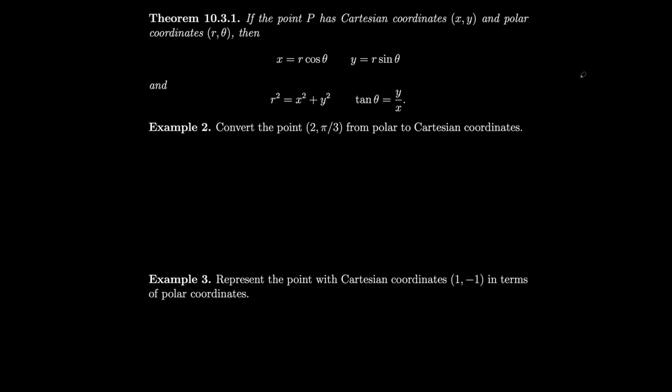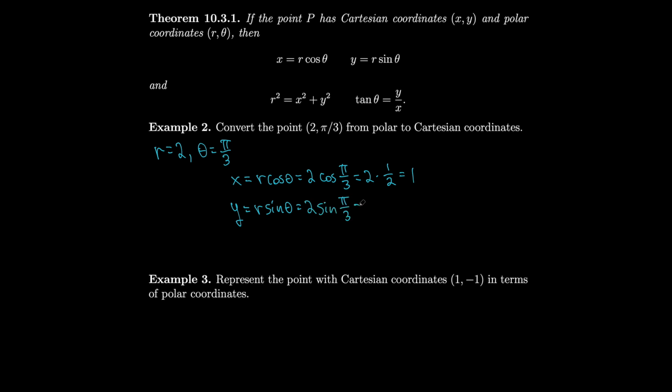So for example, if we have the point 2, pi over 3, then r is equal to 2, theta is equal to pi over 3, so we get that x is equal to r cosine theta, which is 2 times the cosine of pi over 3, which is just 2 times a half, which is 1. So y is equal to r sine theta, and that's 2 times the sine of pi over 3, which is 2 times rad 3 over 2, which is just rad 3. So this is the point 1, rad 3. Point 2, pi over 3 becomes 1, rad 3 in Cartesian.